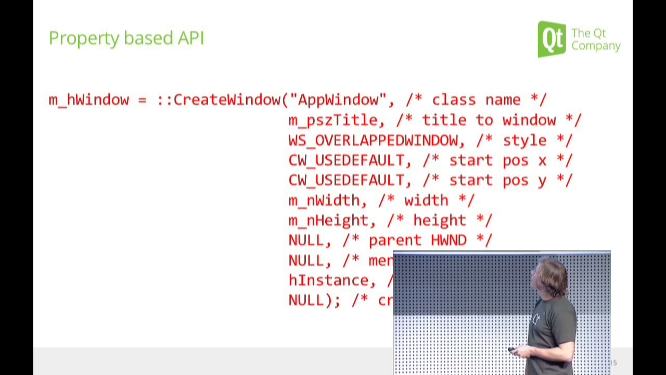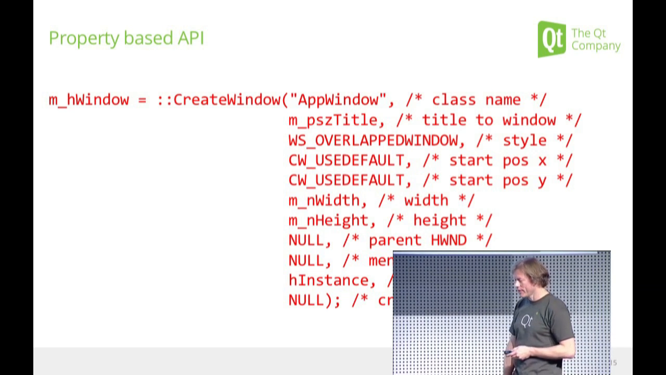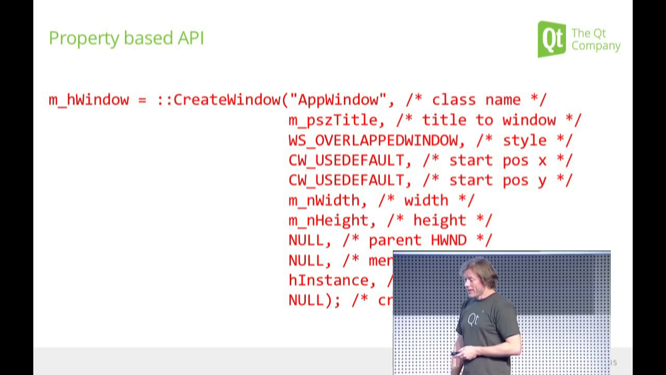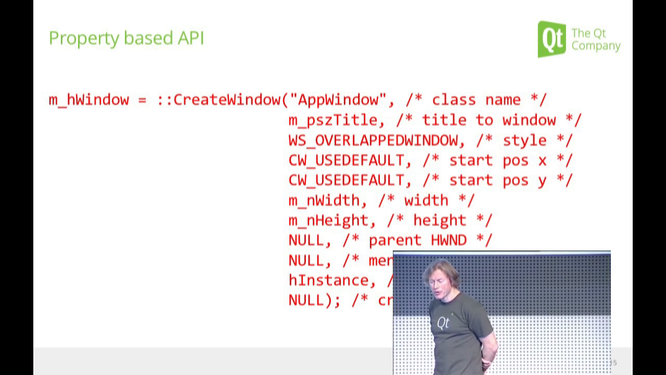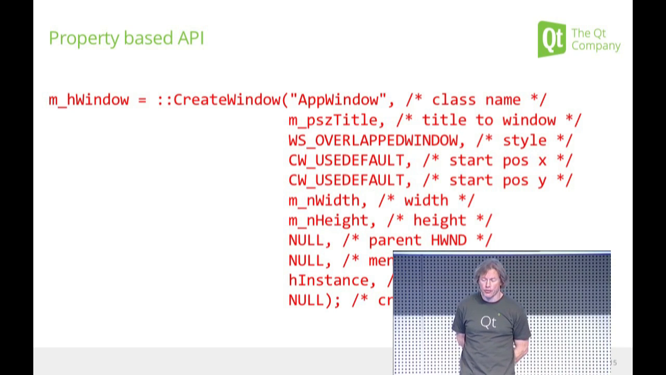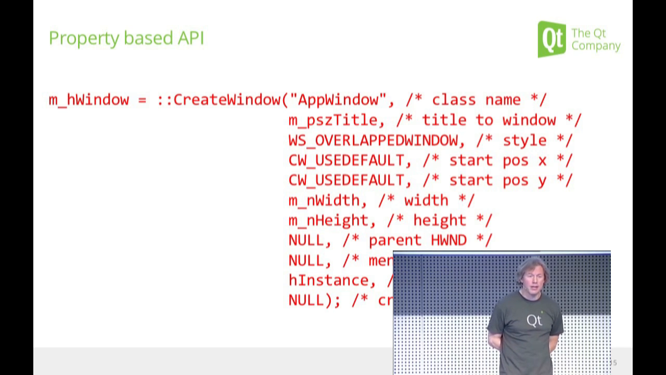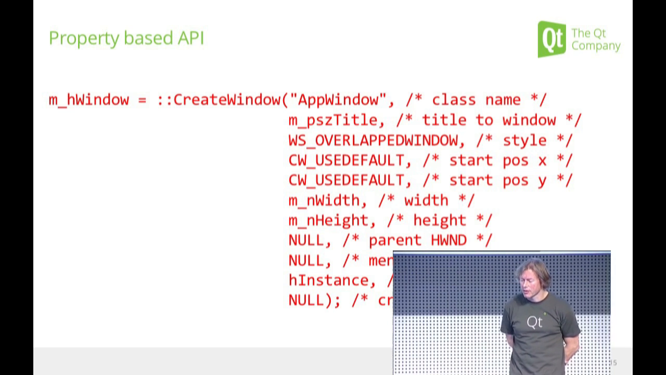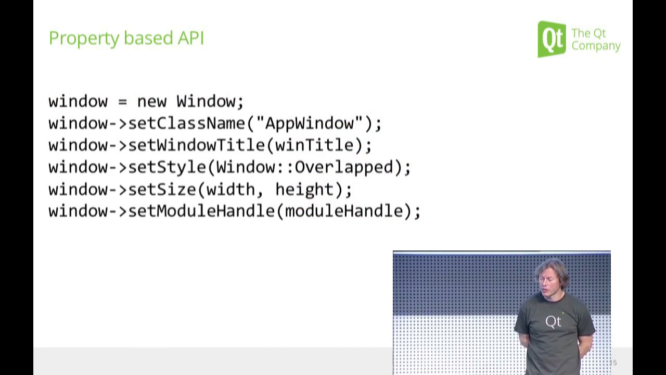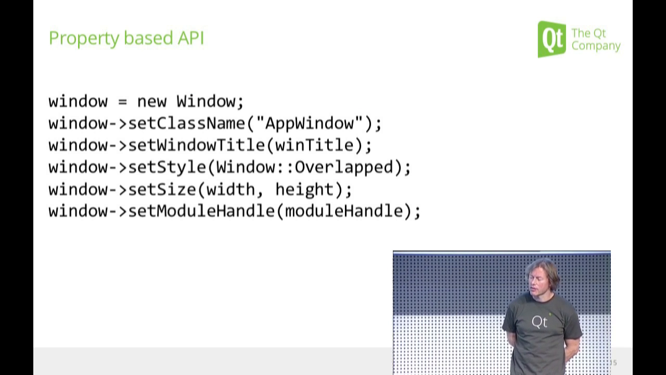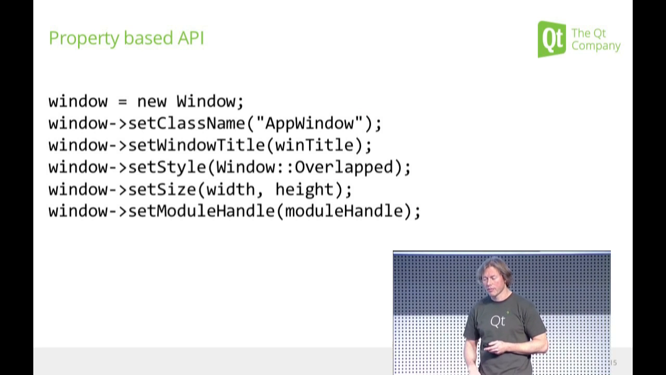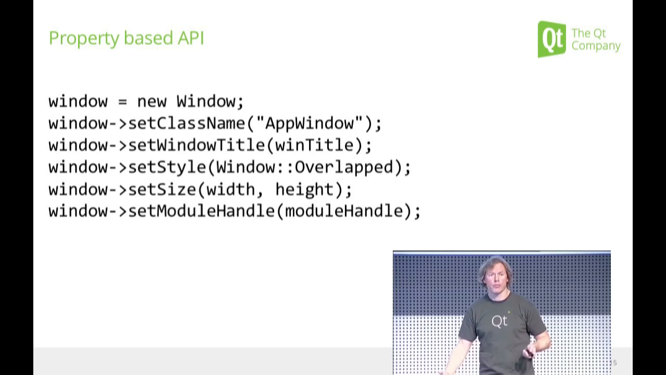Here's an API. This is from Microsoft. This shows clearly why putting everything into the constructor is a bad idea. I had a similar example before, but you need to add comments to this code to understand what each of the arguments are. We must be able to do that better. So this is how we've been doing it in Qt, or how you could do it. You set the class name, you set the window title, the style, the size, and different properties on it. But you create it with just a very simple constructor.